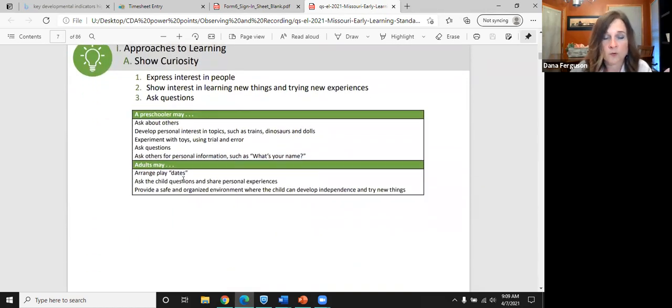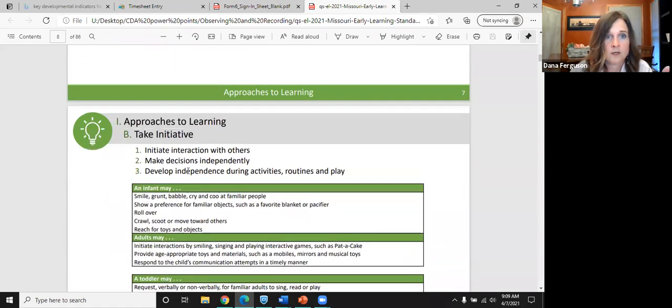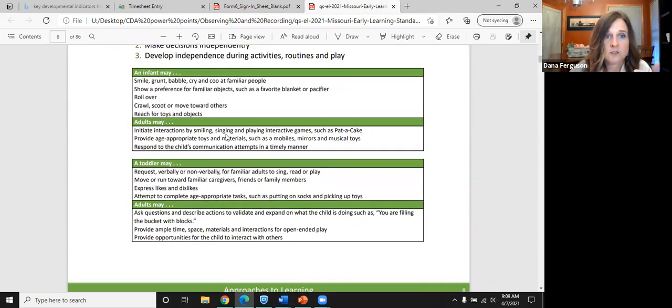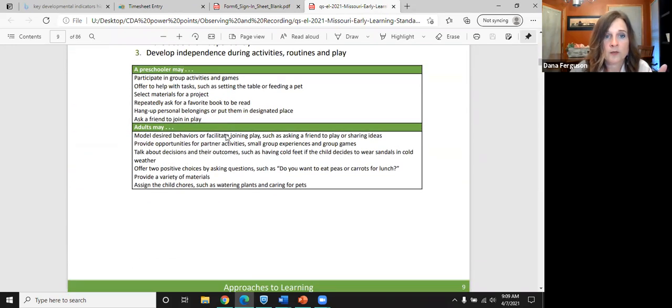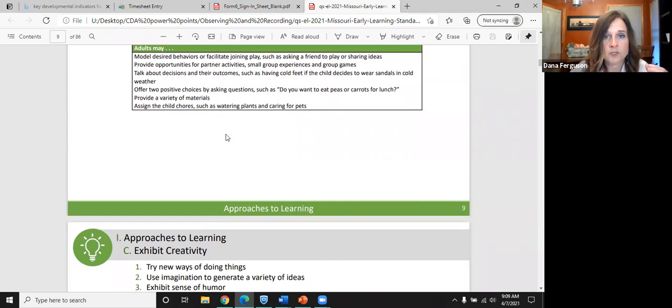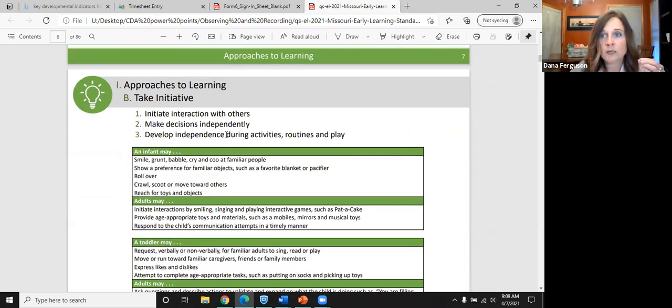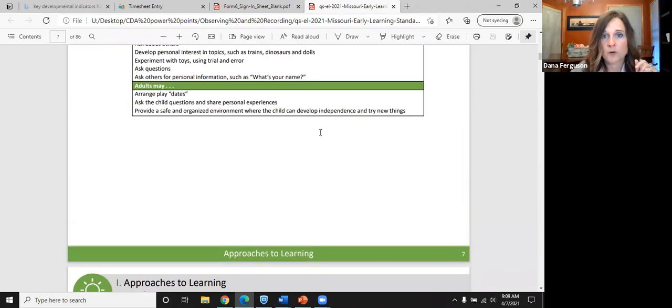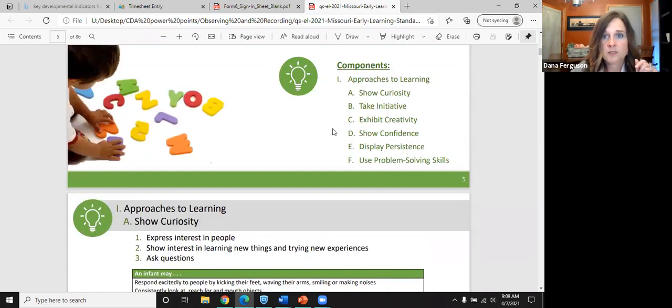Okay, then it goes into preschoolers. Here we go. Under approaches to learning, again, there's the taking initiative piece. So it really breaks it down for you. And for those of you who do not have formal observations, I would really encourage you to go in and just download this. Just go to Google and type in Missouri Early Learning Standards, and it will bring up the PDF of it. It's going to show you all these different components of approaches to learning, and take you through all those pieces.